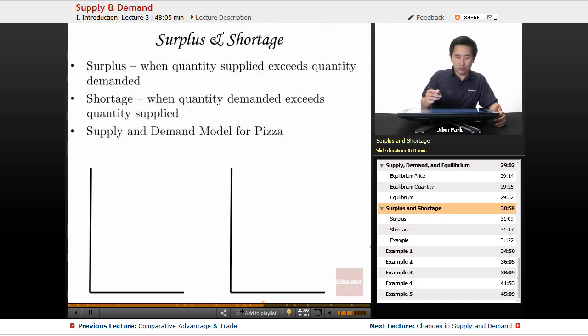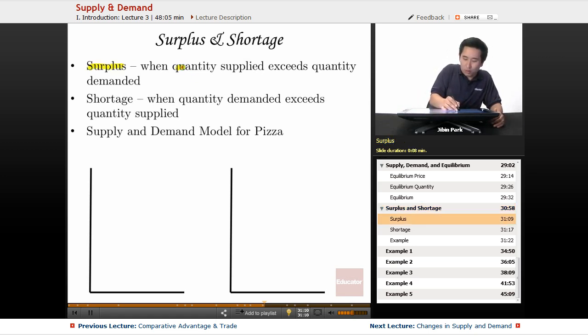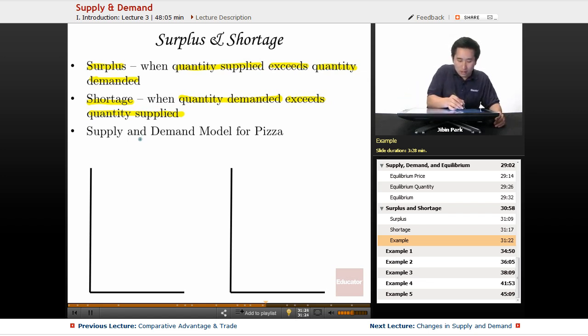So surplus and a shortage. So what is the difference between a surplus and a shortage? So I'll give you an example of how that would actually play out here. So a surplus is simply when the quantity supplied exceeds the quantity demanded, whereas a shortage is when the quantity demanded exceeds the quantity supplied. So we're going to go ahead and look at the supply and demand for pizza. In one case, the price is a little bit too high, and you have a bunch of excess pizza. And what happens when the price of the pizza is a little bit too low?